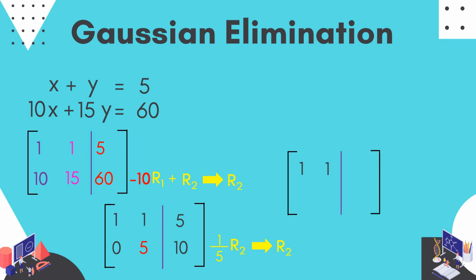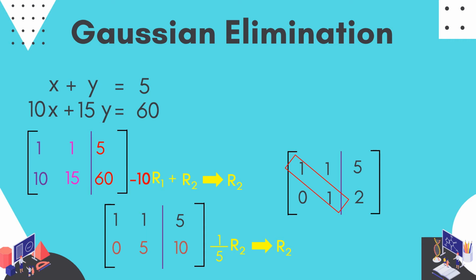So let's solve. Copy first all the entries for our row 1. So 1/5 times 0 is equal to 0. 1/5 times 5 is equal to 1. And 1/5 times 10 is equal to 2. So our row 2 now becomes 0, 1, and 2.